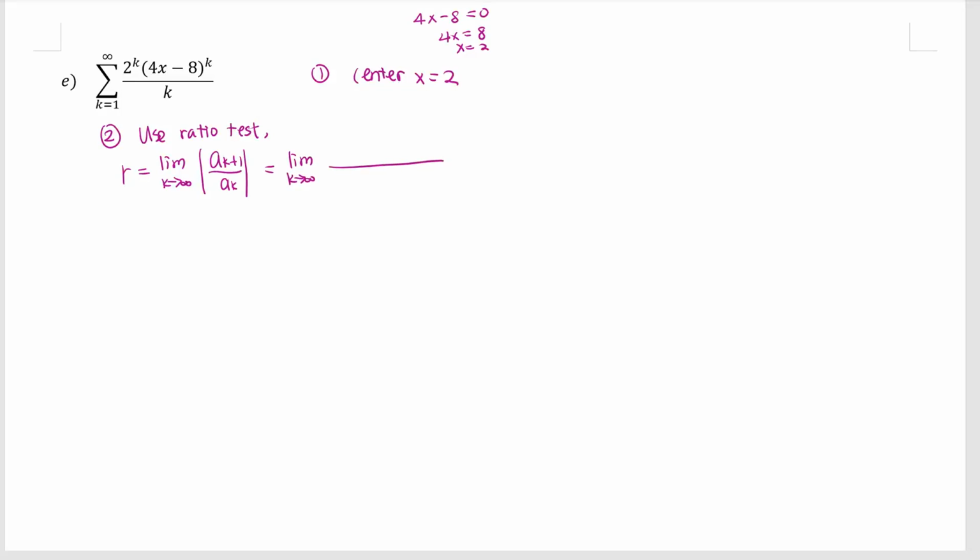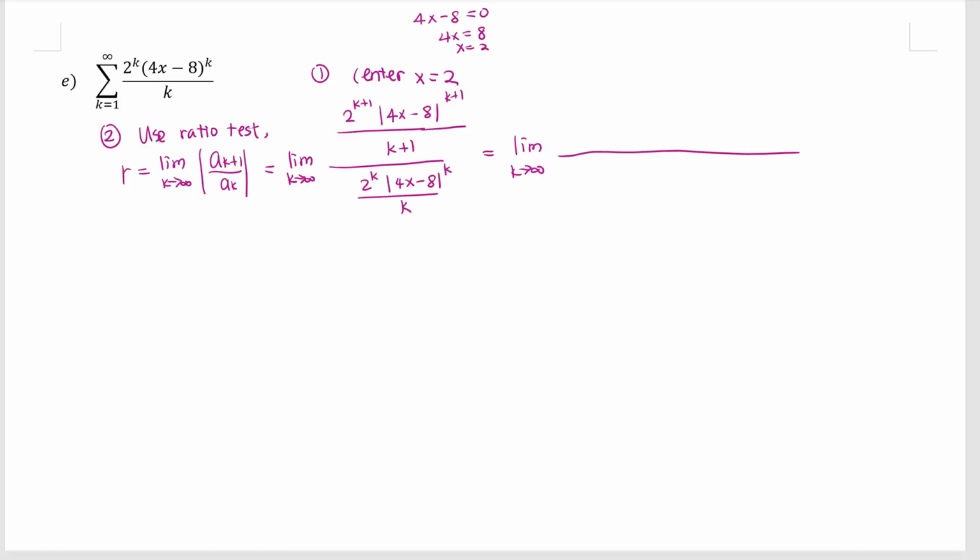a sub k plus 1 is whenever you see k, replace that by k plus 1, and for the x term, give it an absolute value. a sub k is just what we have, but put an absolute value around the x factor. Alright. See, you can see the steps are very, very similar. So let's split.